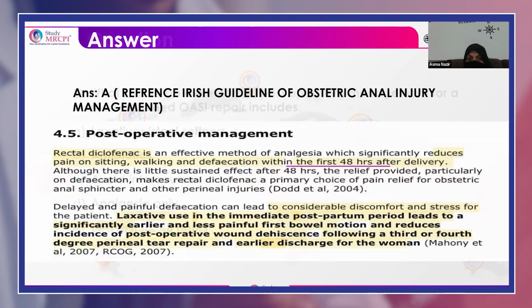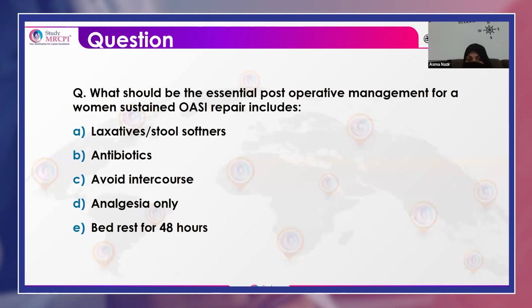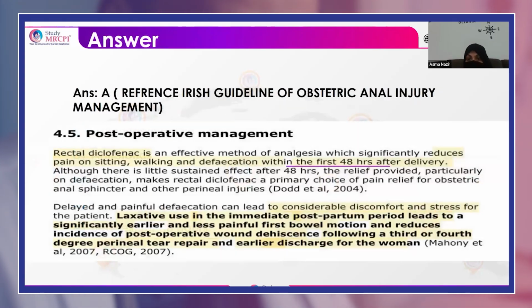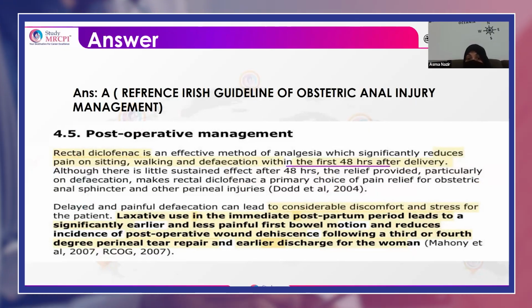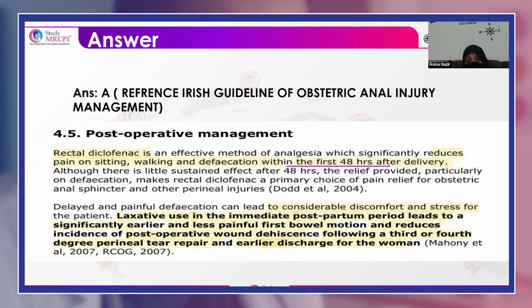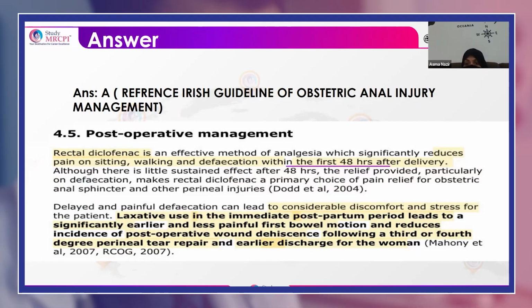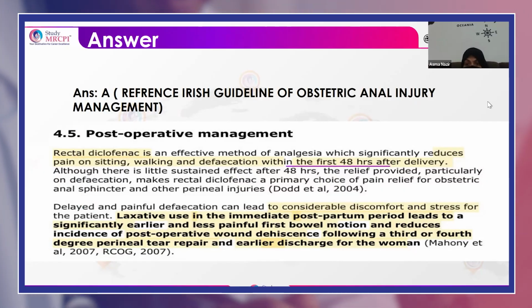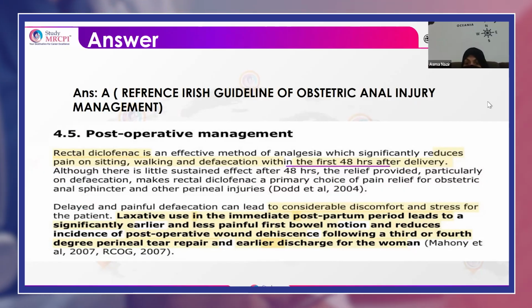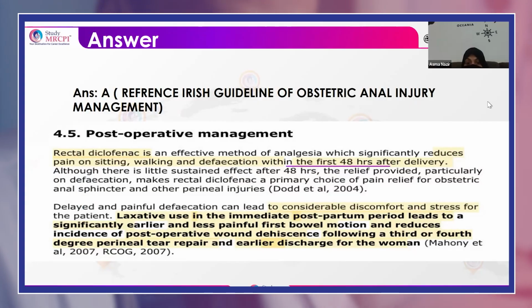So the answer is that patients should use laxatives and stool softeners, because this is a very important part of the post-operative management. It is very effective. The patient obviously needs antibiotics and analgesics, but the laxatives and the stool softeners are a very important part of the repair of the obstetric anal sphincter injury, because we need to soften the stool so it is not going to disrupt the perineum or the wound adhesions.